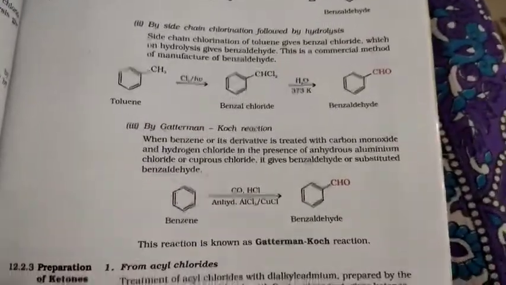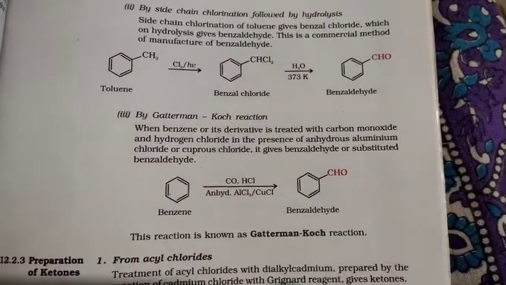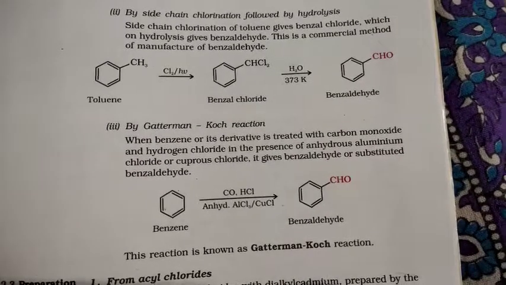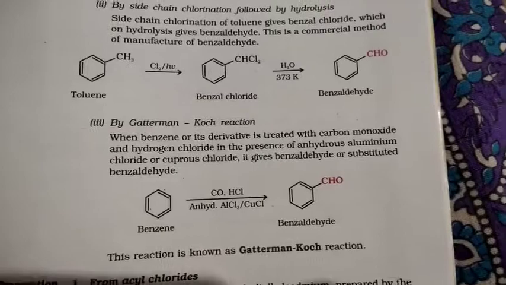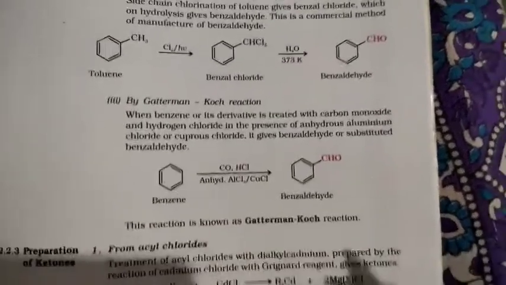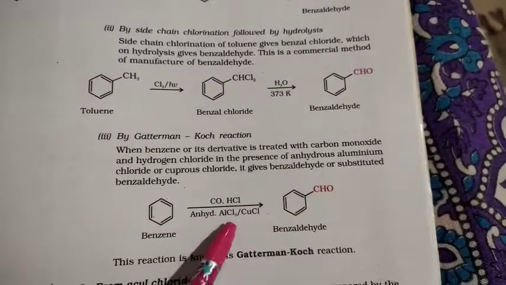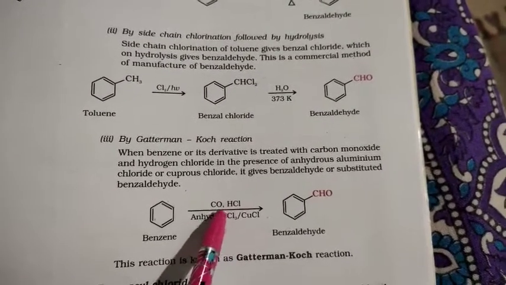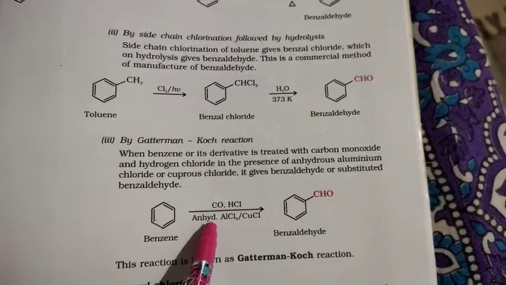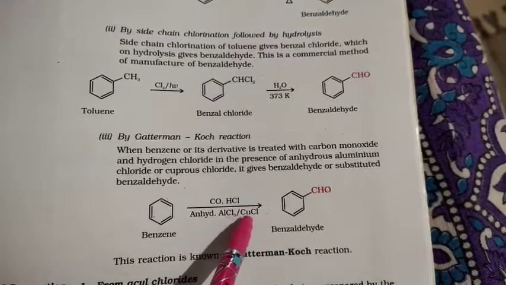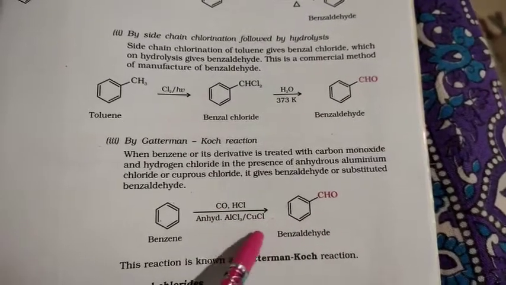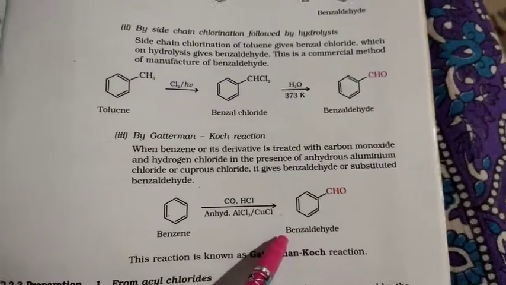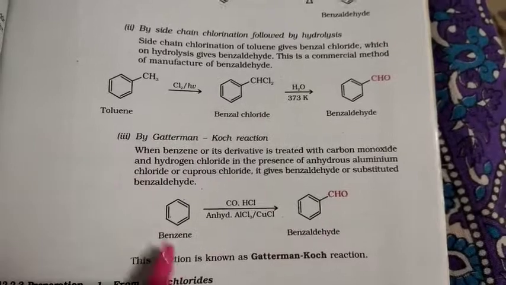Another important name reaction is the Gattermann-Koch reaction, in which we take benzene. Now we are not using toluene, we are using benzene to get benzaldehyde. So here we will use carbon monoxide, hydrogen chloride or hydrochloric acid, and after that anhydrous aluminum chloride or copper chloride. If you use these reagents, we will get benzaldehyde.